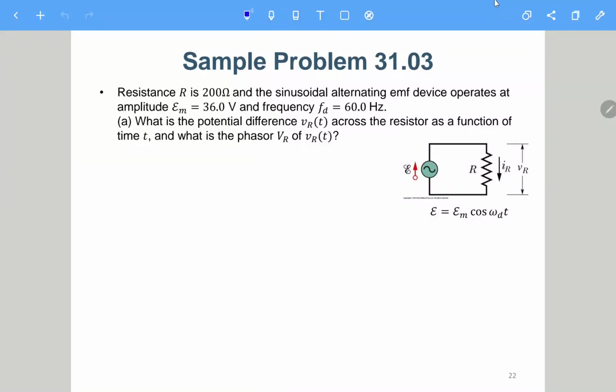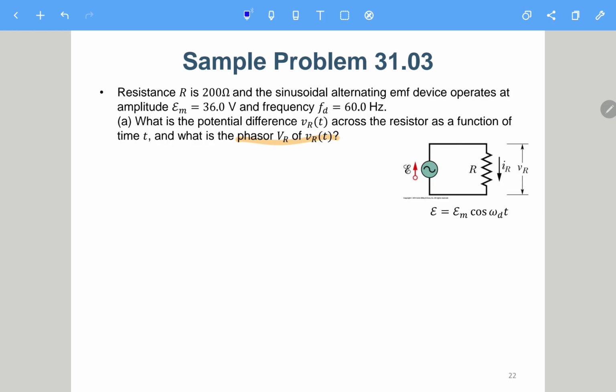Okay, here we'll take a look at a sample problem using the phasor. This is a really simple one because it is an AC source in series with a resistor. You don't necessarily need the phasor, but of course it asks you what the phasor is, which is nothing but the amplitude of the sinusoidal.